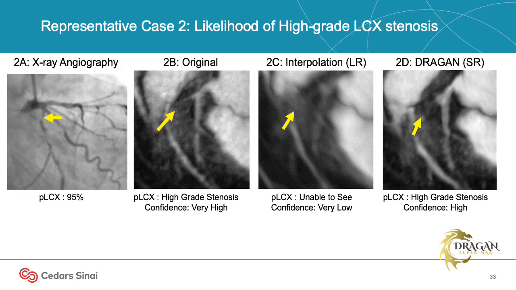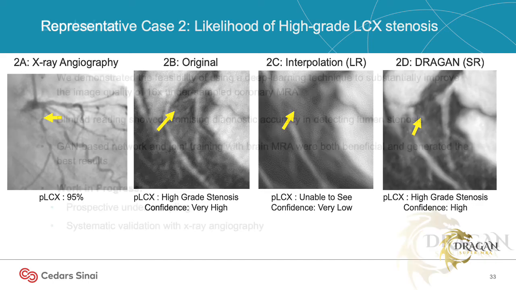For another patient, we can see there's a 95% stenosis in the proximal LCX from QCA reading. The original high-res MRA has a correct reading with very high confidence, but the interpolated image is unable to provide useful information. Our DRAGAN provides the same correct results with high confidence.